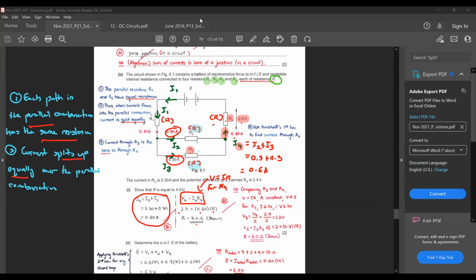Part 2 asks you to determine the EMF E of the battery. With this one, better just write it as this.